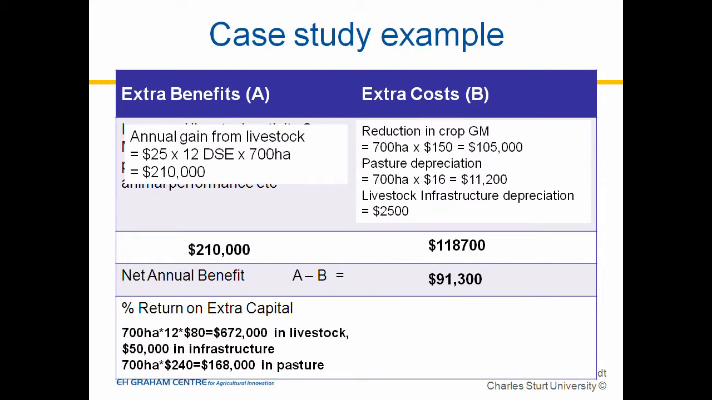We've got $50,000 worth of extra infrastructure. And we've got $168,000 worth of pasture going in to make the change. In total, that gives us a 10.2% return on our extra capital invested. So, is that good? This will show everyone's aversion to risk. Is that a good return on capital? For some, yes. For some, no. It depends. So it probably warrants a little bit further investigation.